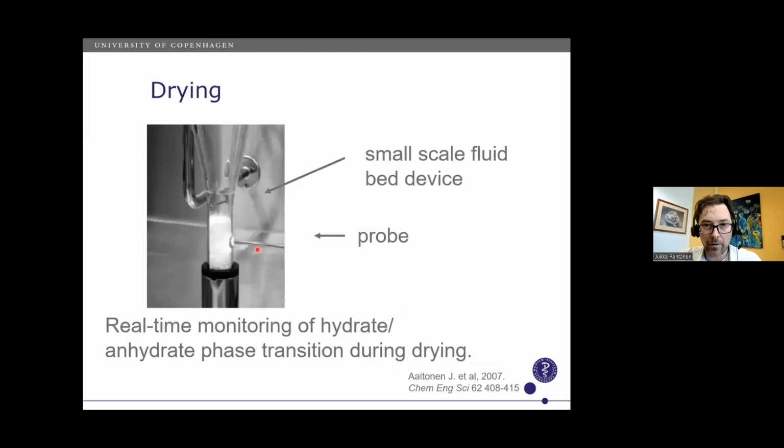And this is then important in the drying process. So this is an example where we have used a very small fluid bed, only 2 grams of material here in this glass tube, but it's something where we can fluidize material. And since this one is made out of glass, it's easy to measure material properties during processing. And here we can get an idea how material is behaving.